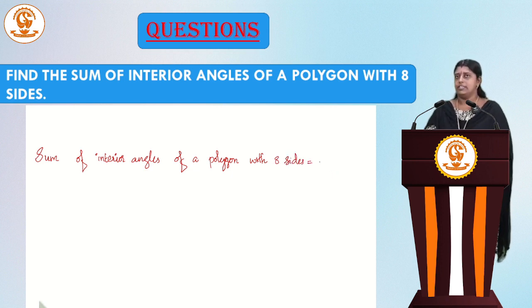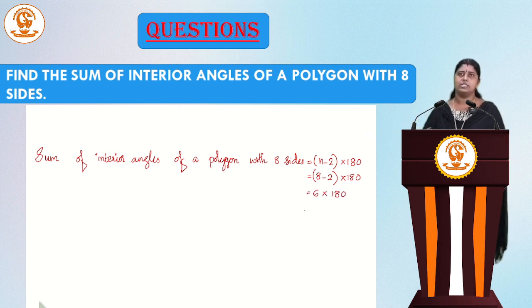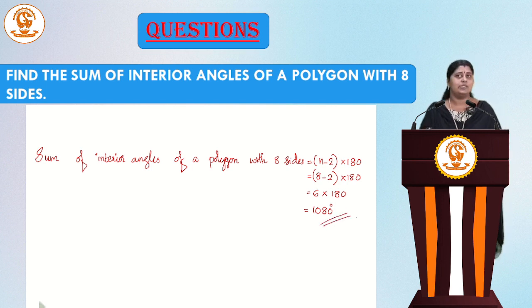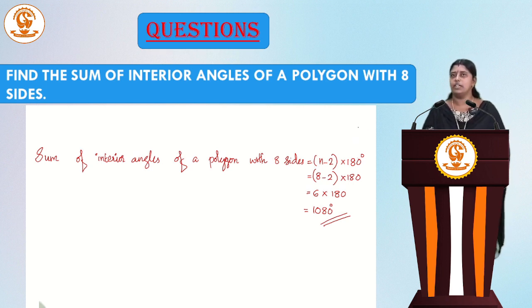For a polygon with 8 sides, that is 8 minus 2 into 180, because we know that in general it is n minus 2 into 180. Here it is 8 sides, so 8 minus 2 into 180. What is 8 minus 2 into 180? Ma'am, 6. 6 into 180. Very good. The answer is 1080.